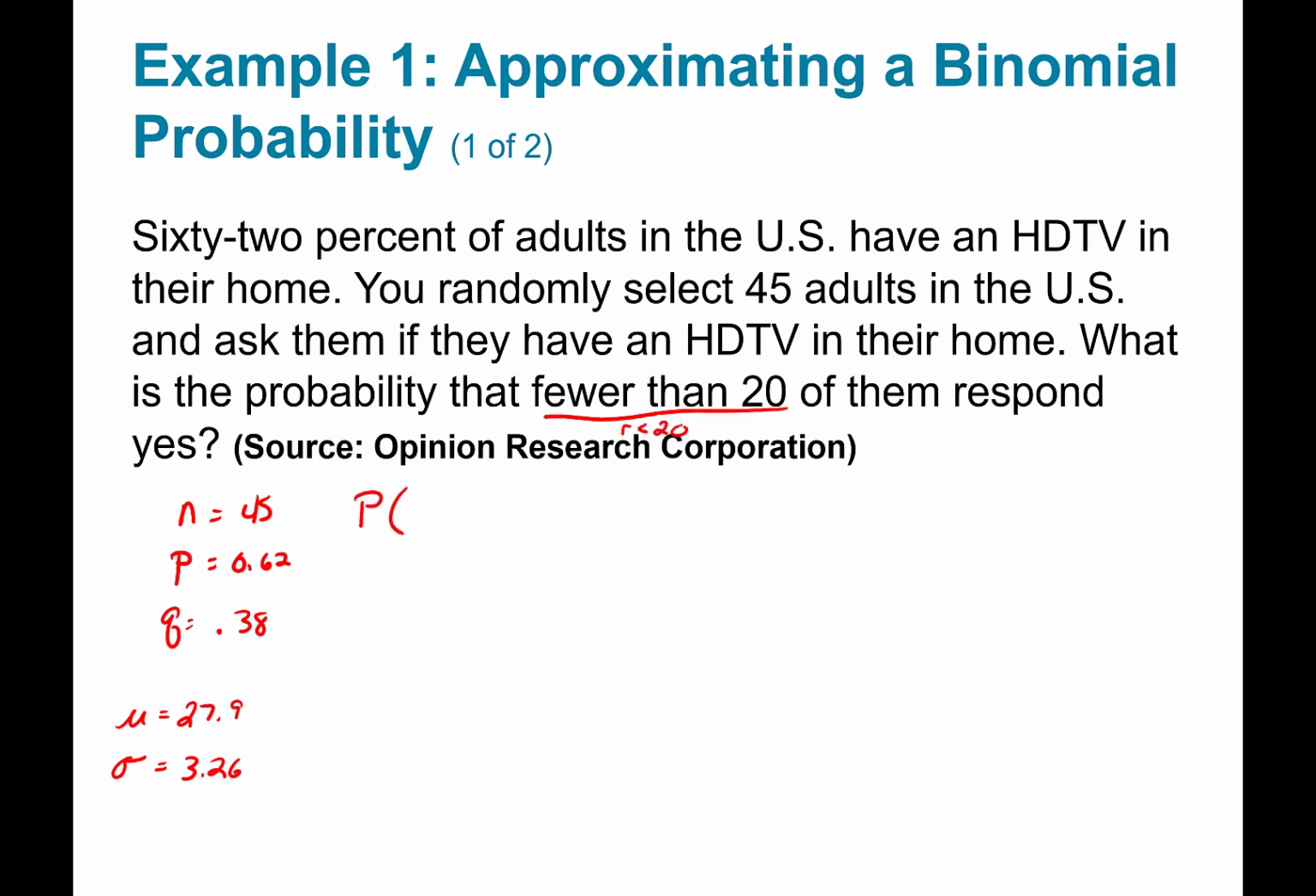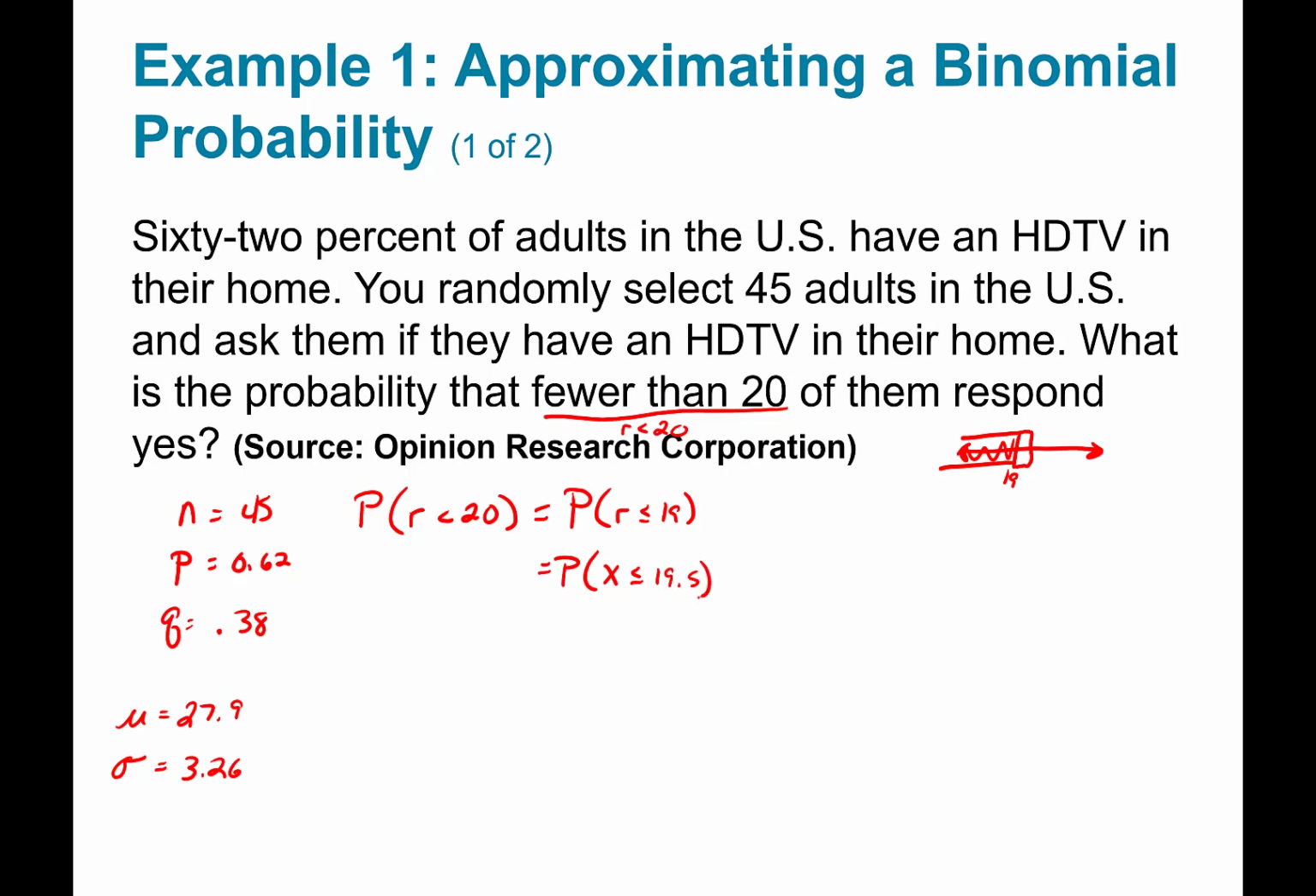Alright, so we're trying to find the probability that fewer than 20 of them respond. So this is the probability R is less than 20. The first thing we need to do is get our equality. Since it's less than, we're going down. So this is going to be R less than or equal to 19. Now let's figure out left hand or right hand. So sketch out a number line. There's 19, and it's less than or equal to that. So this is our right hand endpoint, so we have to add 0.5 to convert to x. So this is the probability that x is less than or equal to 19.5.